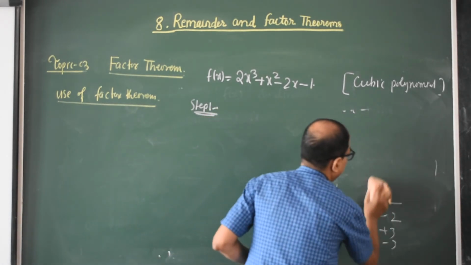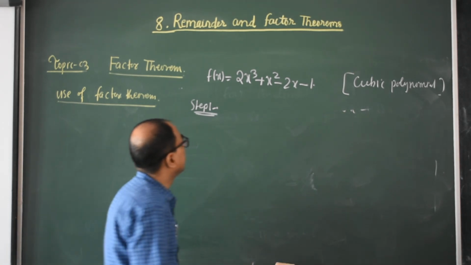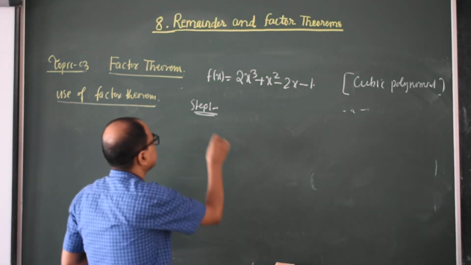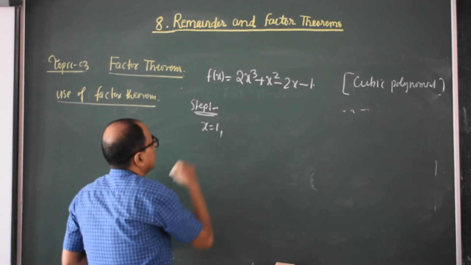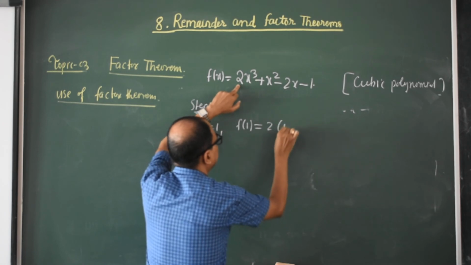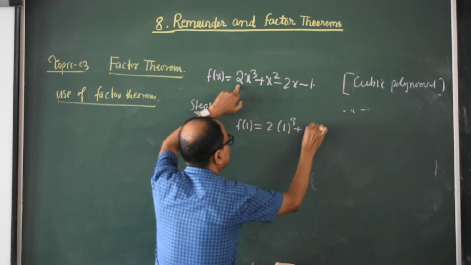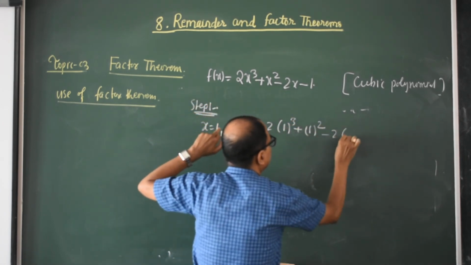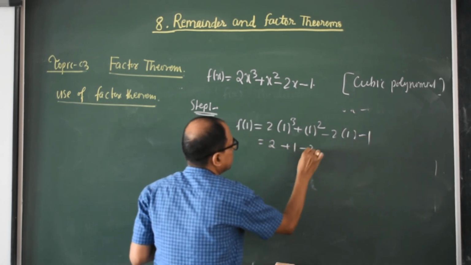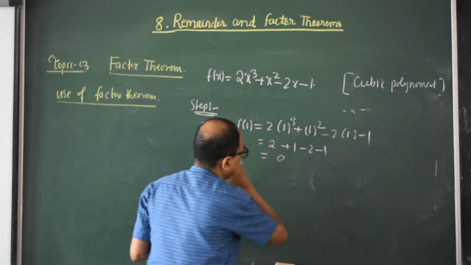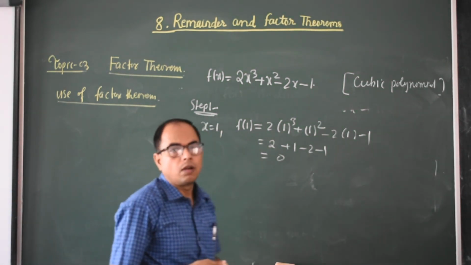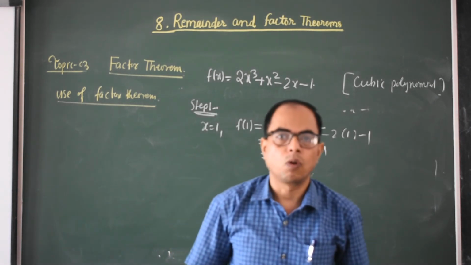So first step, by hit and trial method, find the value of x which will make the polynomial 0. So let us try with x is equal to 1. So f(1) will be equal to 2 into 1 cubed plus 1 squared minus 2 into 1 minus 1. It will be 2 plus 1 minus 2 minus 1. So luckily we are getting 0. Luckily, in the first trial only, we are getting the value of the polynomial 0.